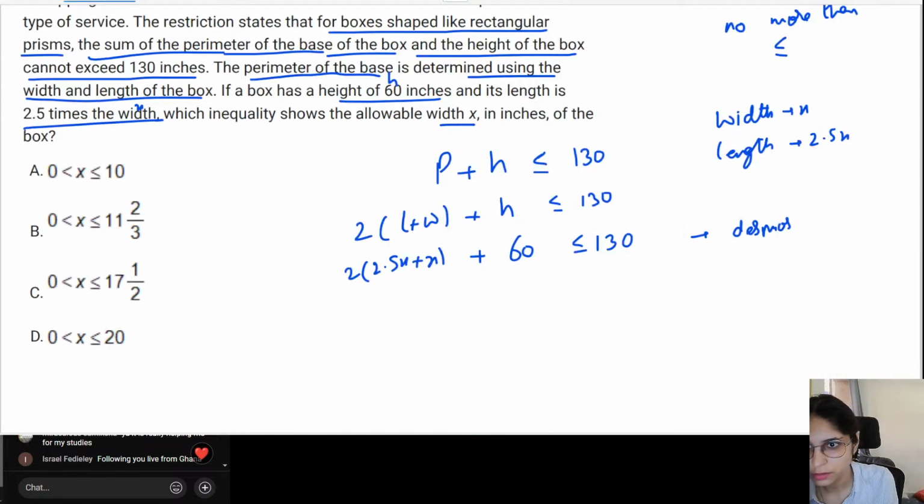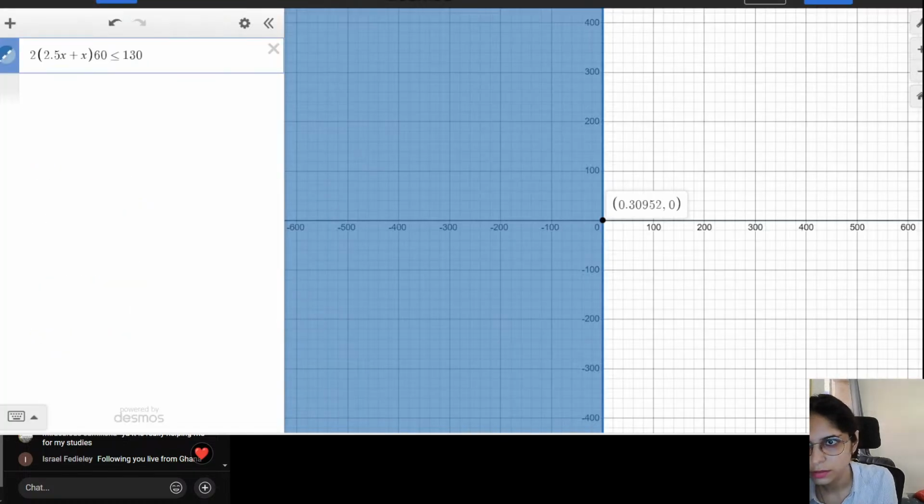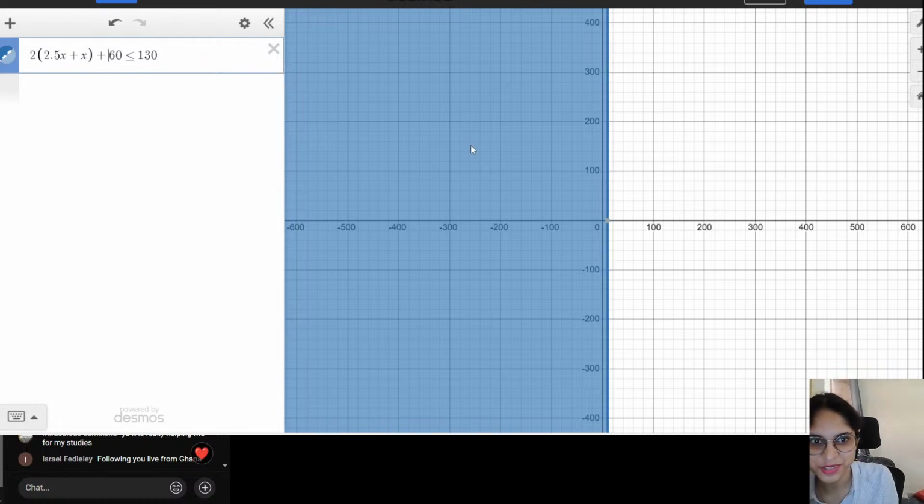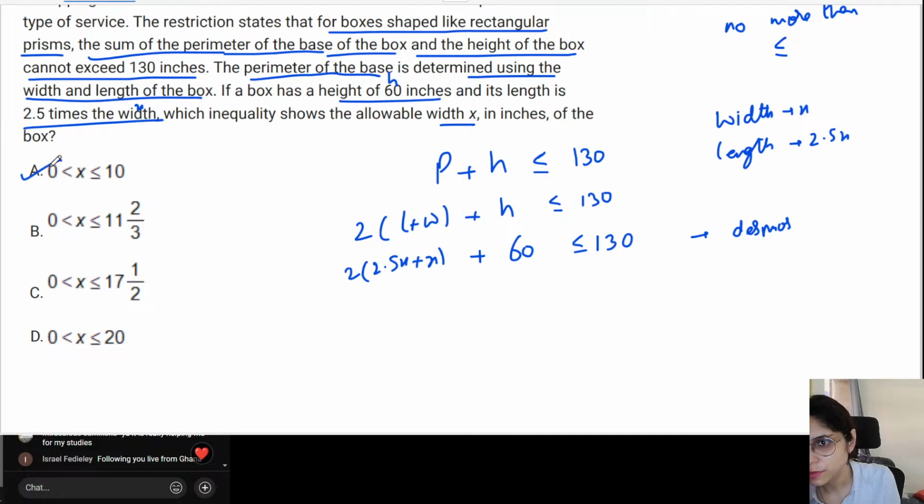Oh, this is plus 60, my bad. I was like, none of the options is matching. 10. So it should be less than or equal to 10. Or you can also do 7x plus 60 less than or equal to 130. That's also allowed. So it's 130 minus 60 is 70, so x has to be less than or equal to 10.